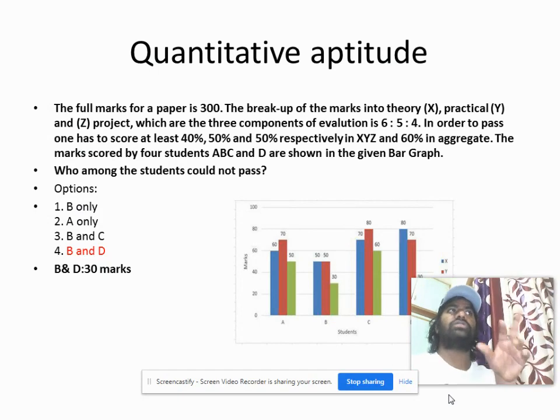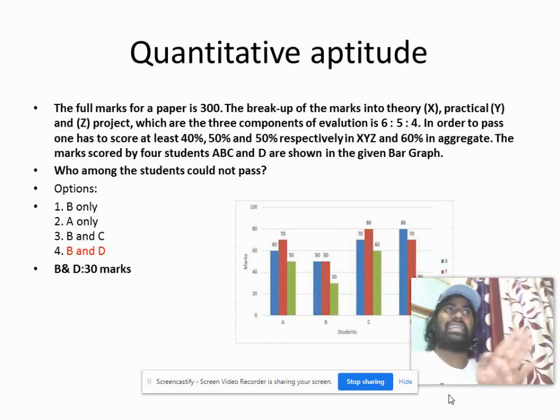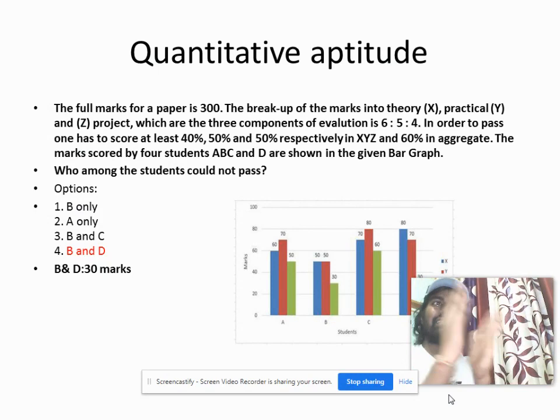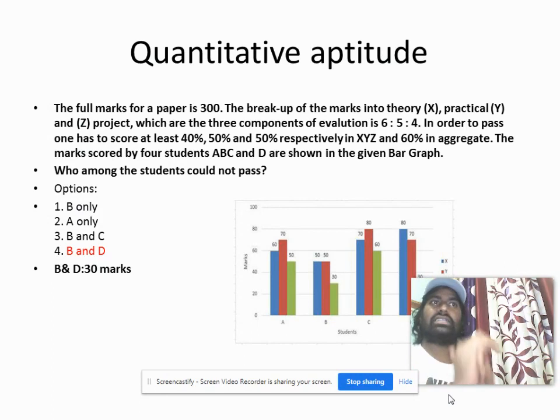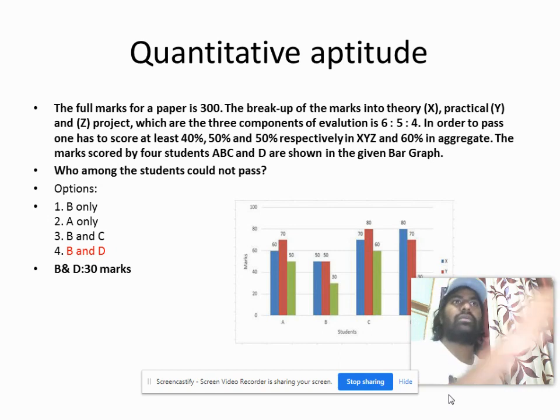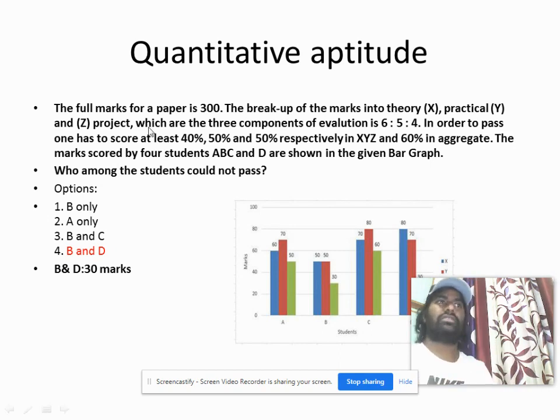So, who among the students could not pass? I told you guys, right? The criteria was that they should score at least 40%. Who hasn't scored 40%? It directly resembles B and D. D has scored only 30% in the project. So B and D haven't passed the exam. So you could directly get 1 mark like this. Okay, so this is the answer.